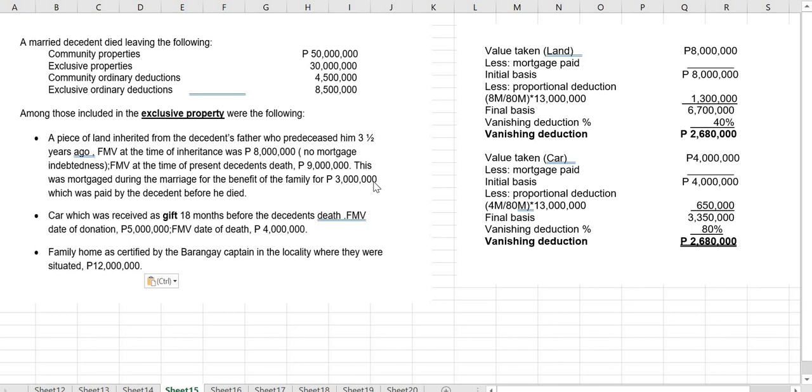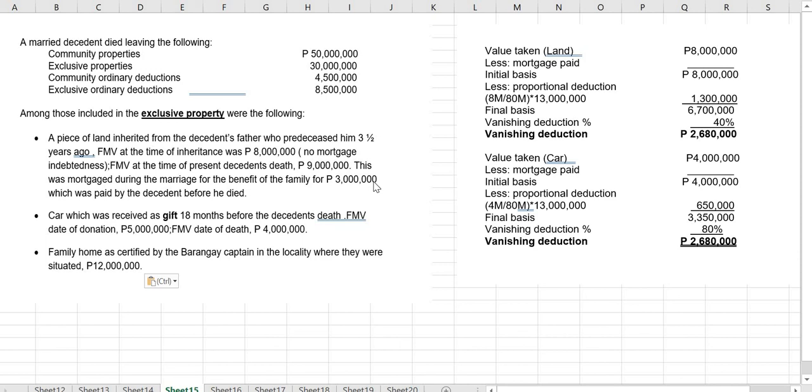This was mortgaged during the marriage for the benefit of the family for 3 million, which was paid by the resident before he died. A car was received as a gift 18 months before the resident's death, with a fair market value at donation of 5 million and at death of 4 million. The family home, as certified by the barangay captain, is 12 million. Take note that all of that property is in the exclusive properties. So now let's compute the vanishing deduction.